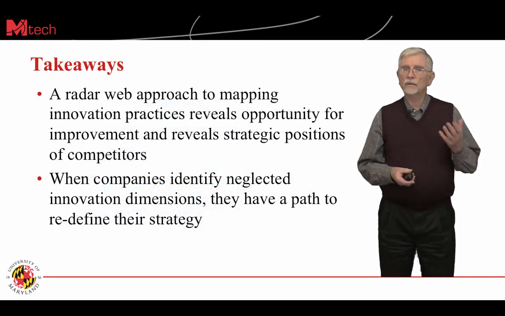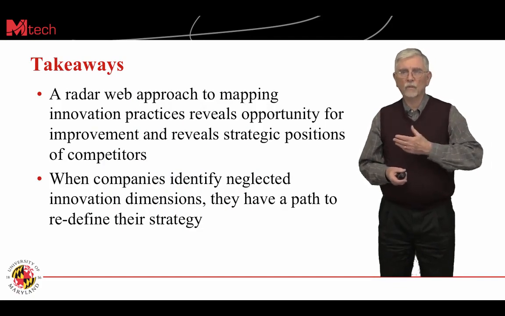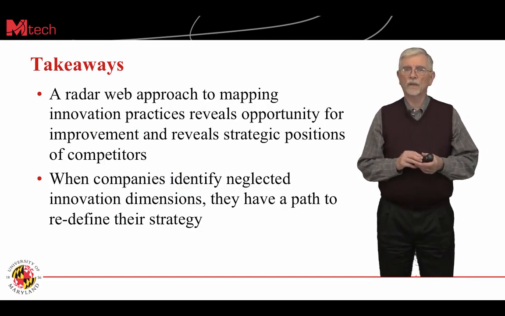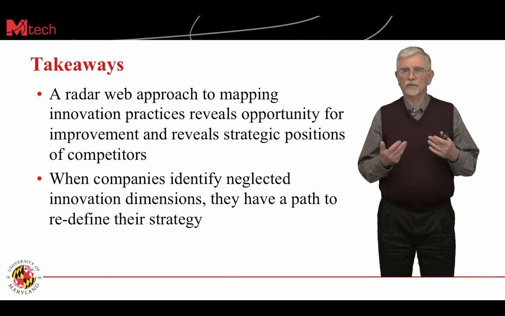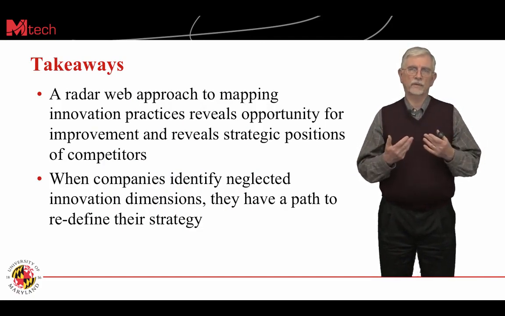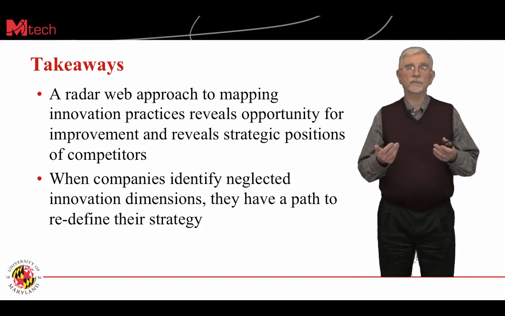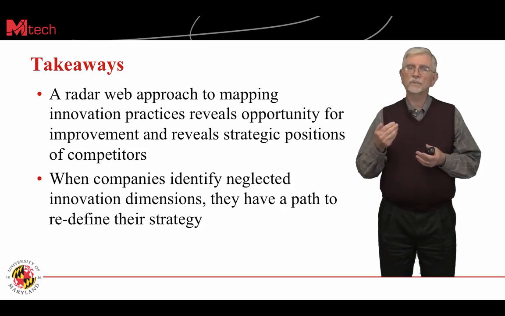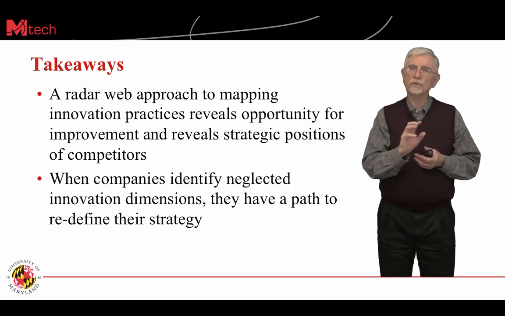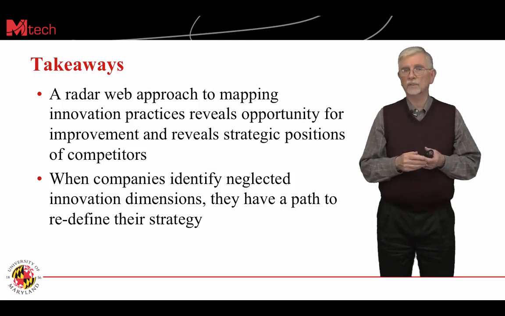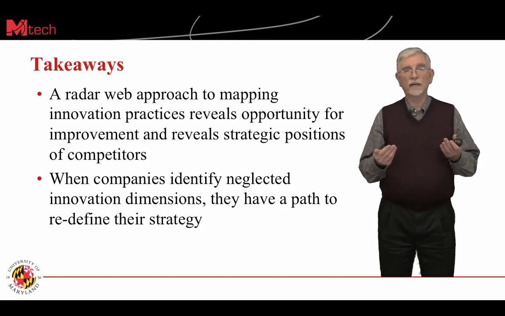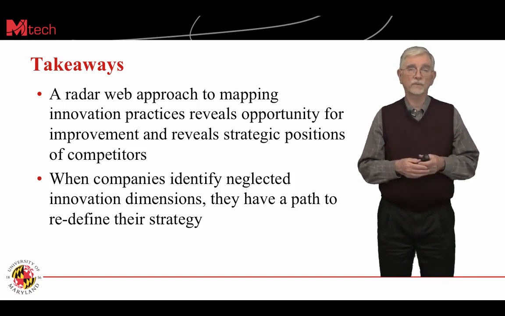And so the takeaways here are that yes, there is a wide range of ways in which you can practice innovation, but you want to find a way to measure that. You want to find a way to portray that. And a radar web approach to mapping innovation practices actually reveals opportunities for improvements, and it reveals strategic positions of your competitors. And that's what you want to know. You want to know where it is that you need to improve in order to match what your competition is. And when companies identify neglected innovation dimensions, they do have a path to redefine their strategy.